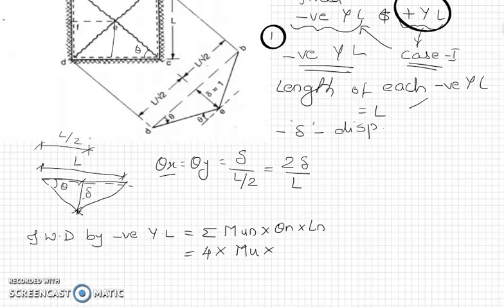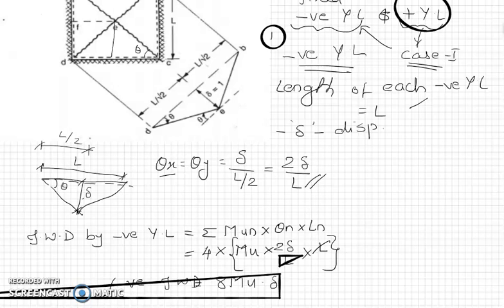Okay, so this mu n will remain mu, that is the ultimate moment. Theta n, we have got the value as 2 delta upon L, so we will substitute this, and ln again is nothing but L. So this is the equation for internal work done, wherein we have 4 negative yield lines, so we have multiplied by 4. Mu is the moment, this is the value of theta that we have derived here, and length is the length of the side, which is equal to L. So we can write this as equal to 8 times mu into delta, as this L and L will get cancelled off. So internal work done due to negative yield lines. So this is one equation.